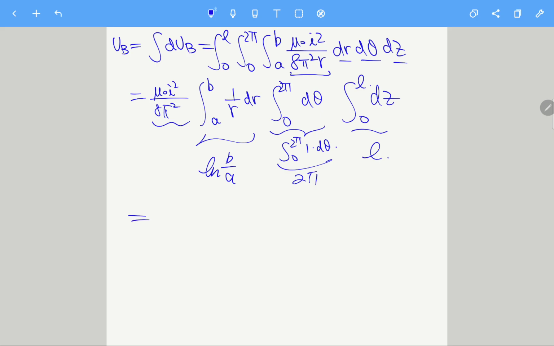So finally we have mu 0 I squared times 2 pi, and this 8 pi squared can be partly cancelled. So we have 4 pi in the denominator. And then we still have l, and then natural log of b over a. So this is the closed form solution for the energy.